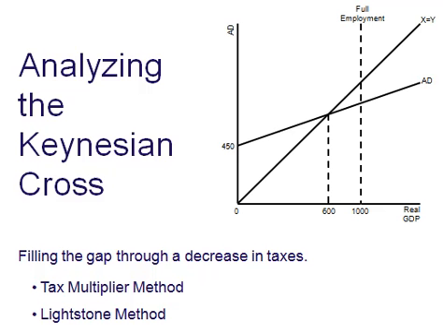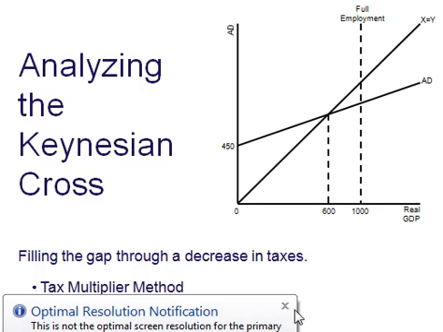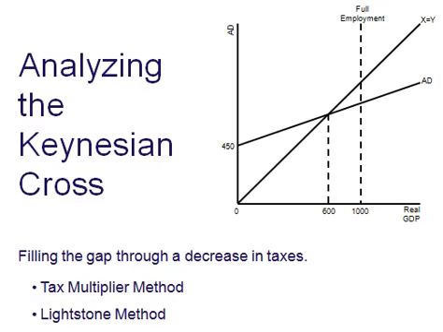Hello everyone. In this video what we're going to look at is how to fill a recessionary gap with a decrease in taxes. Now this is one of the most complex things you might have to do on the AP economics exam with respect to Keynesian fiscal policy. So let's take a look at how we could do this using one of two methods.